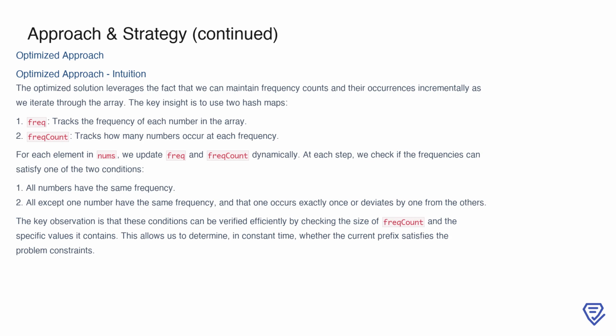By analyzing the size of the frequency count and the specific values it contains, we can determine in constant time whether the conditions are met for the current prefix. This eliminates the need for recalculating frequencies from scratch at each step, making the approach highly efficient.